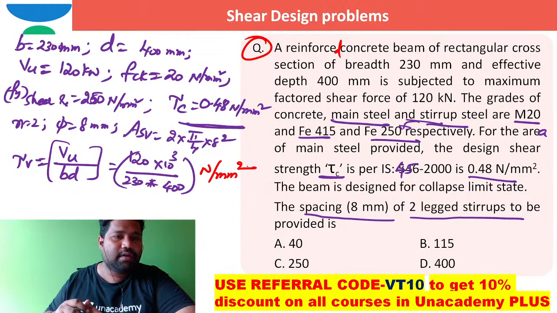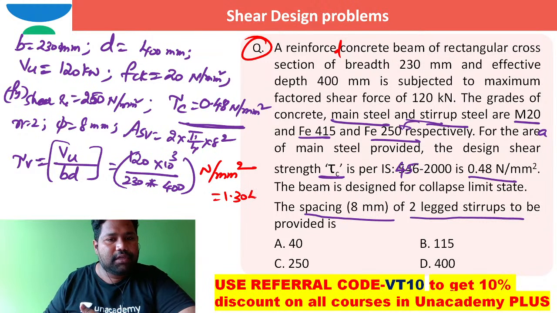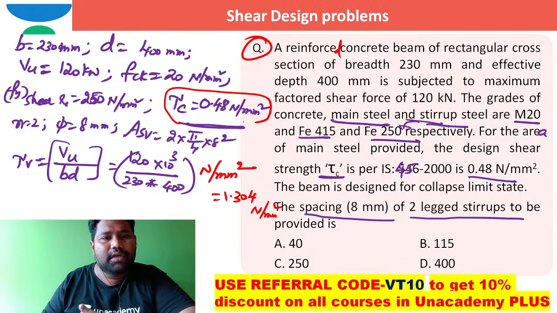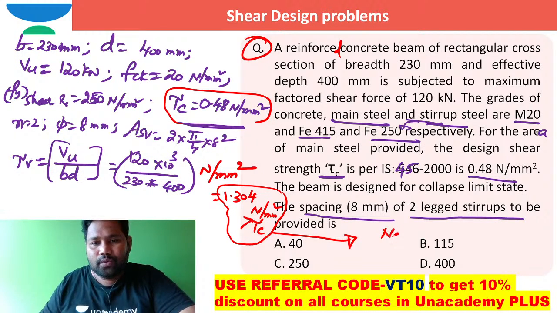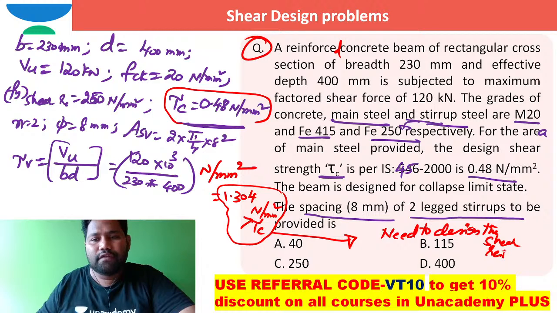Newton per millimeter square. Now after we do this, this is 1.304 Newton per millimeter square. Here in our present problem, tau V is greater than tau C. When tau V is greater than tau C, you should understand that I need to design the shear reinforcement. So it comes under case 3.